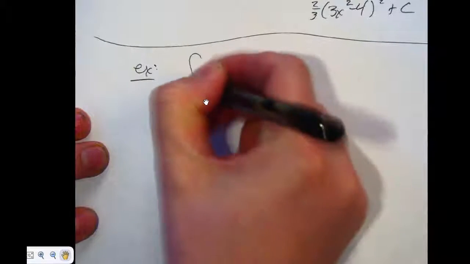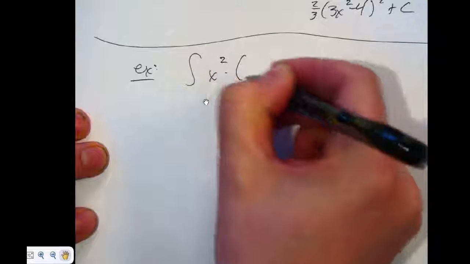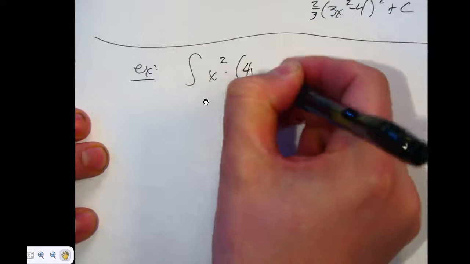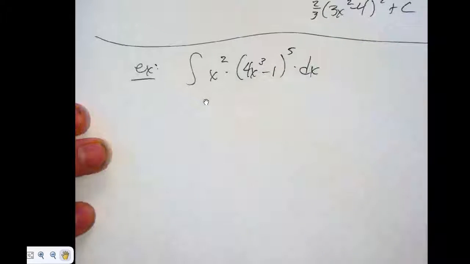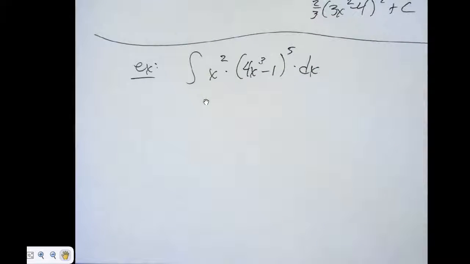Alright, so let's say the integral of x squared times (4x to the 3rd minus 1) to the 5th times dx. And again, I'm going to talk through this two ways. I'll do the big guy, little guy first, and then I'll do U-substitution.